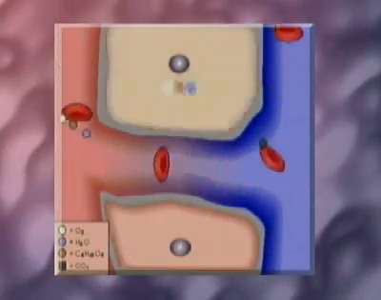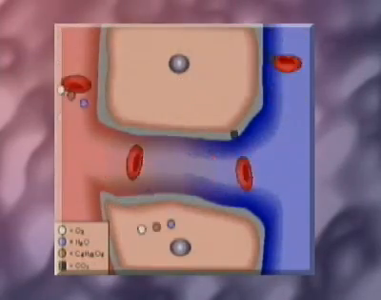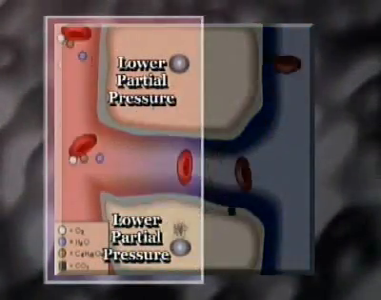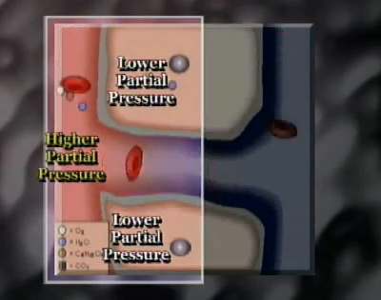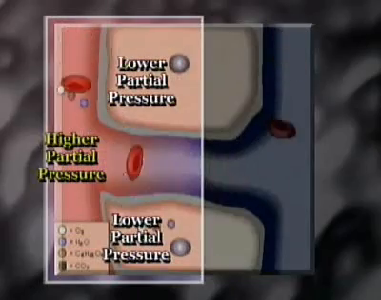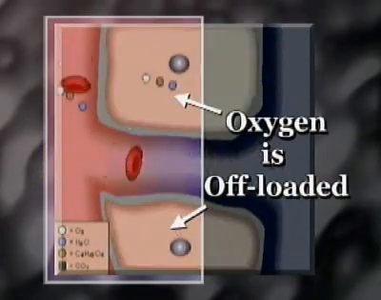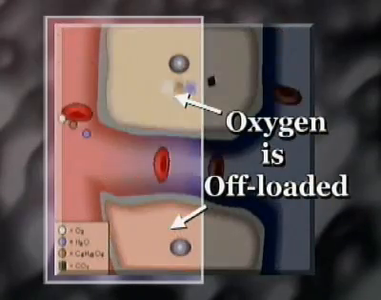As the blood arrives at the cellular level, the process of gas exchange works as follows. The partial pressure of oxygen in the cells is lower than the partial pressure of oxygen coming from the lungs by way of the circulatory system. The result? Oxygen will be offloaded to the cells.